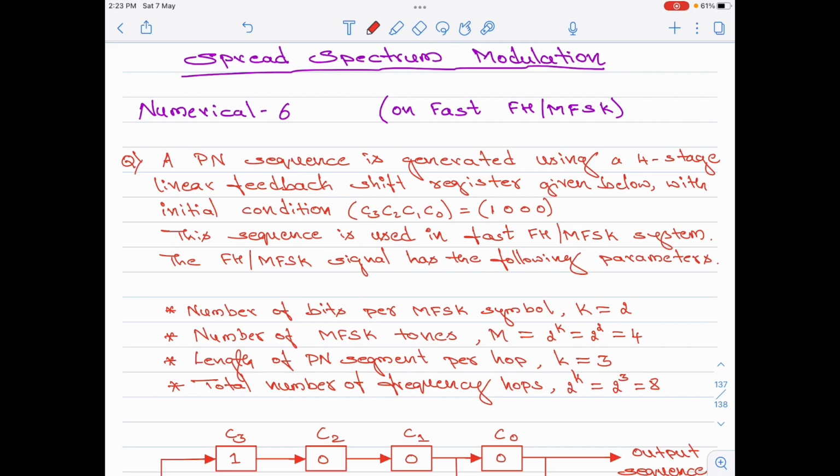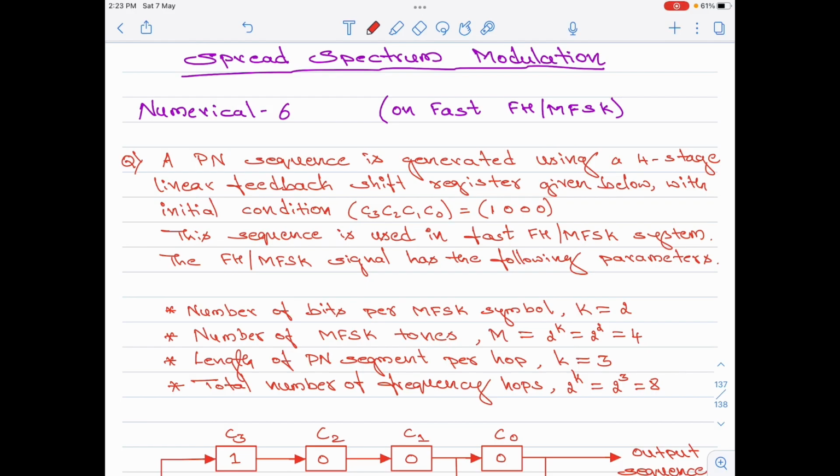A PN sequence is generated using a 4-stage linear feedback shift register shown below with the initial condition 1 0 0 0. This sequence is used in a fast frequency hopped MFSK system. The FH-MFSK signal has the following parameters. Parameter 1, number of bits per MFSK symbol capital K is equal to 2. Parameter 2, number of MFSK tones capital M is equal to 2 power capital K, which is equal to 2 power 2 and is therefore 4.